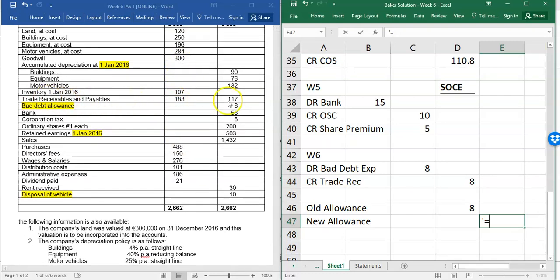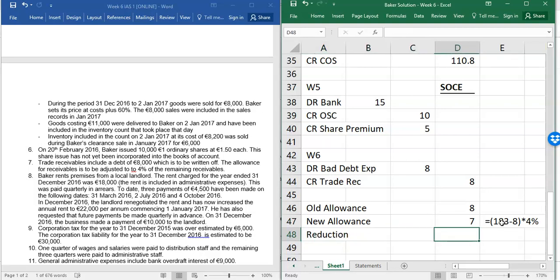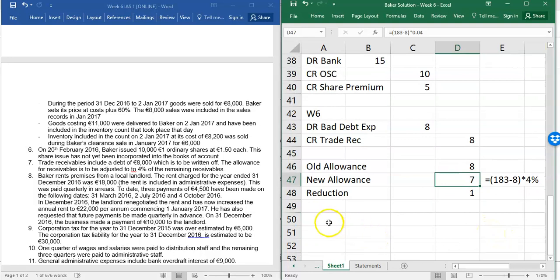The debit is the asset receivables, but we have to take off 8 because we know 8 of those have been written off. So you always take off your bad debt first: 183 minus 8 times 4%. So that's going to be 183 minus 8 times 0.04, which is 7. So your new allowance there is a reduction. You want to say reduction in the allowance of 1. So you want your new allowance to be 1 lower.